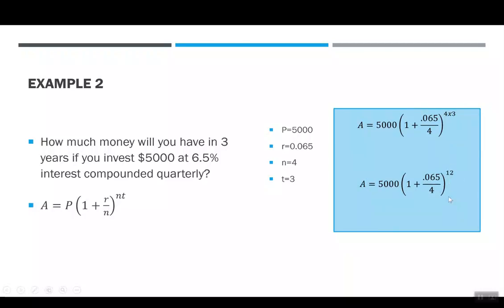You should be able to plug it in just like it looks right here. 5,000, make sure you use the parenthesis, 1 plus 0.065 over 4. Make sure you close the parenthesis and then use the exponent button with 12. This should arrive at $6,067.04.